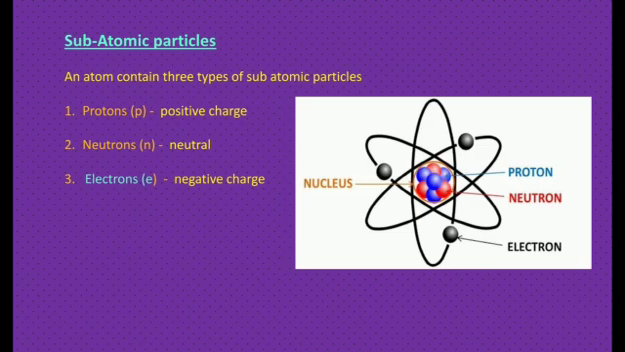Next, just see, children, once again what we have learned. Atom consists of 3 subatomic particles. First one is proton, second one is neutrons, third is electrons. The protons carry positive charge, neutron has no positive charge, no negative charge, so it is called neutral. Electrons carry negative charge.